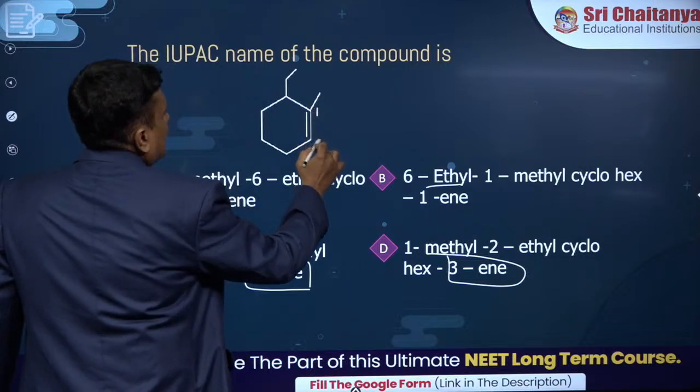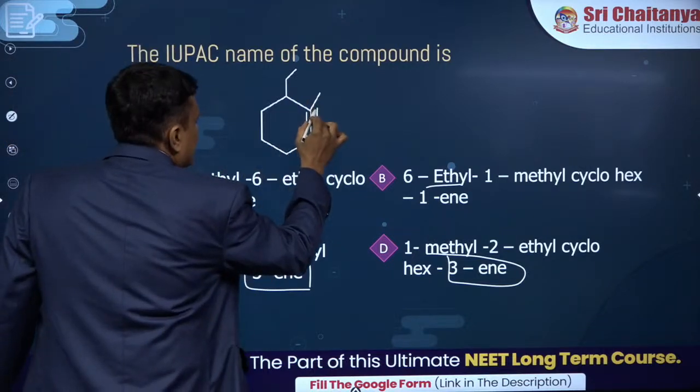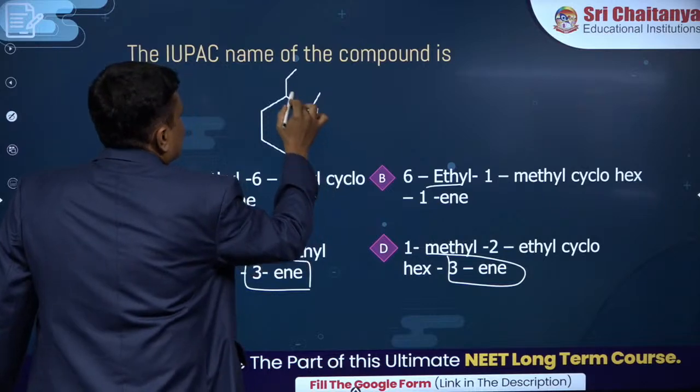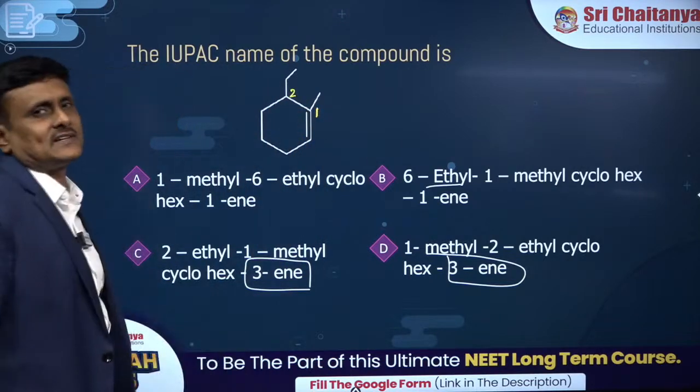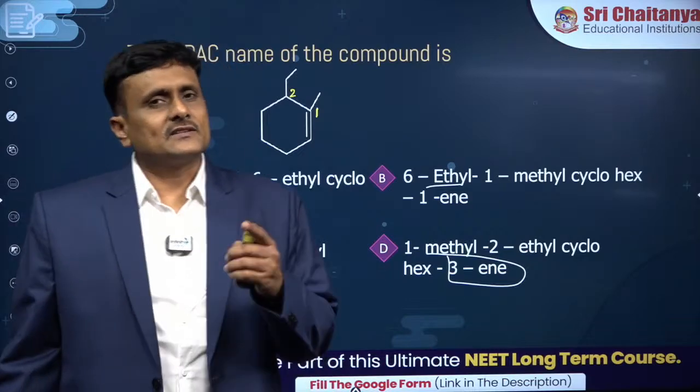Alright, 1. After that, we get a doubt. Sir, I anyways label this as 1. Can I go this side? If I go this side, I will get second position for the ethyl. So, why am I writing the sixth position for ethyl?